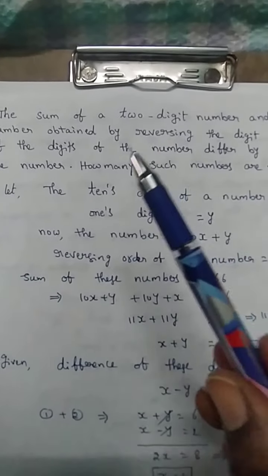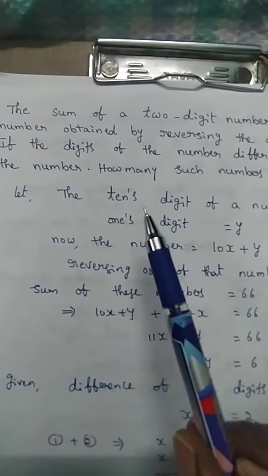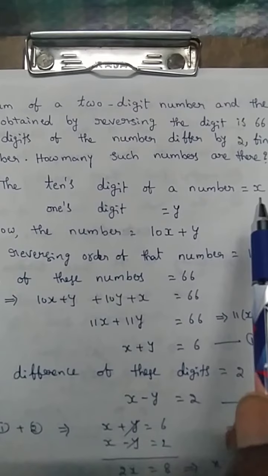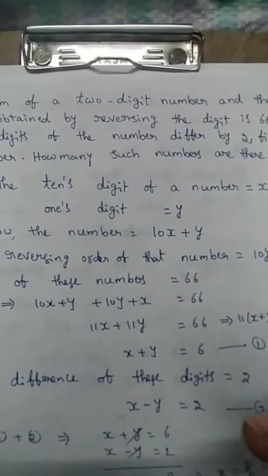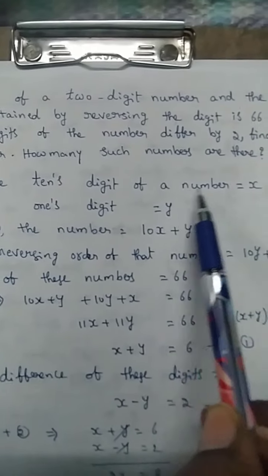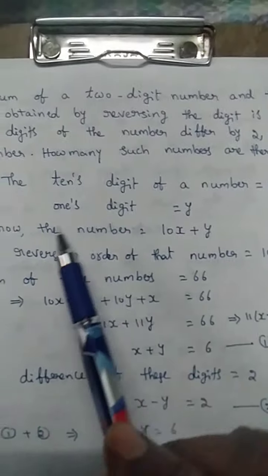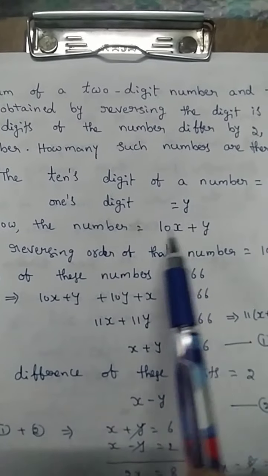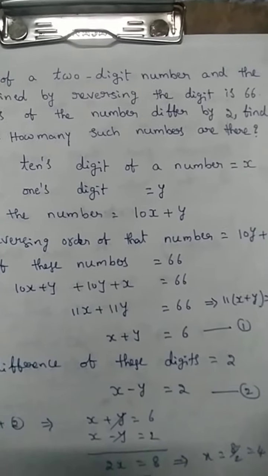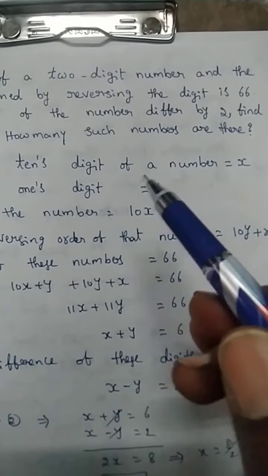Coming to this, we can assume, let the tens digit of the number be x. In a two-digit number, the first one is the tens digit and the second is the ones digit. The tens digit of the number is x, and the ones digit is y. Now the number is equal to 10x plus y. We already did this type of problem in your 8th and 9th classes. So 10x plus y. We already know the expanded form.